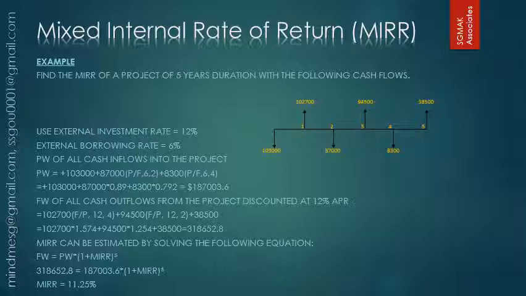So now we can compute the MIRR by simply writing the expression. Future worth is present worth times (1 plus MIRR) raised to the power 5, because the plan period is 5 years. And that gives us the MIRR of 11.25%. So the modified internal rate of return from this project, with this cash flow and all the parameters as stated, is 11.25%.